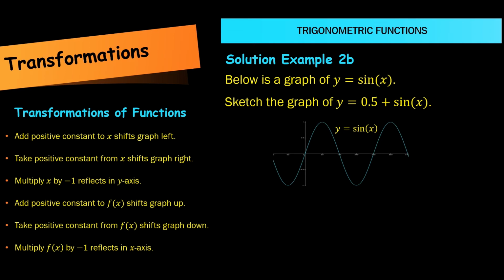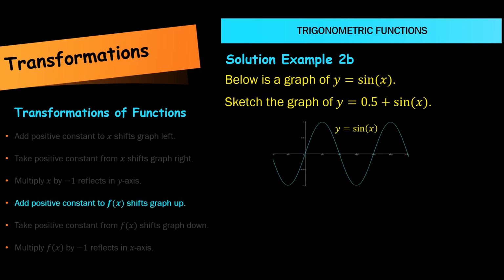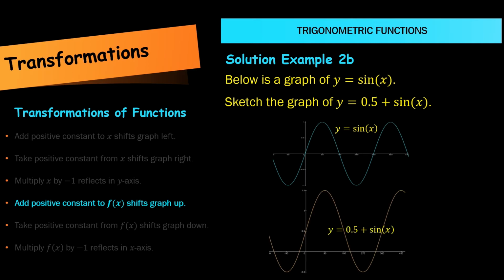What about example 2b? Sketch the graph of y equals 0.5 plus sine x. This time we've added a positive constant to f of x, so the graph shifts up, as shown here. The graph is shifted up by 0.5, or we can say that as a vector, this is a shift of (0, 0.5).